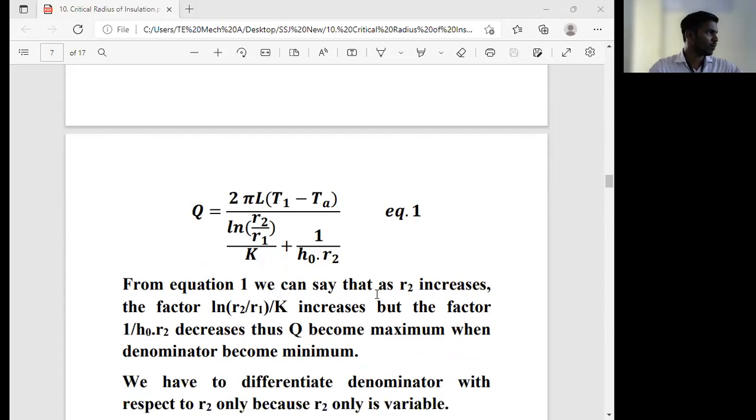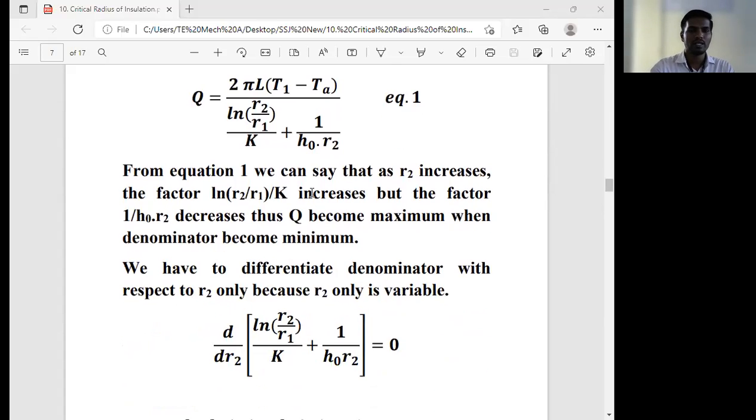We have to take the derivative of that particular equation and equate that value to 0. Whatever the denominator is there, the only variable is R2. We have to take the derivative and equate that value to 0. From that we get the minimum value. Okay, so write down. We have to differentiate the denominator with respect to R2 only, because R2 is the variable.